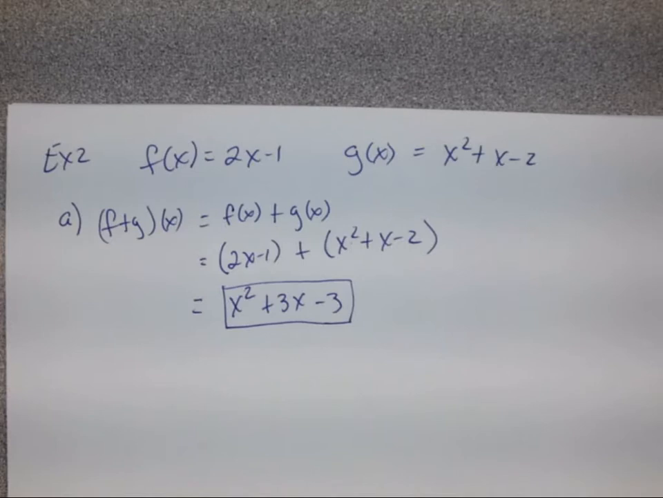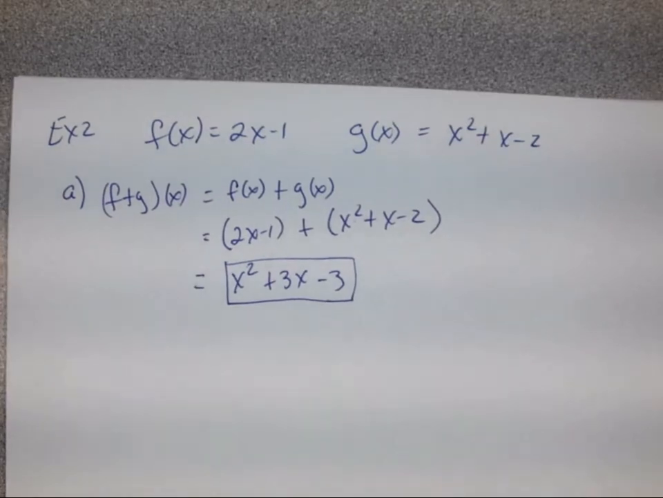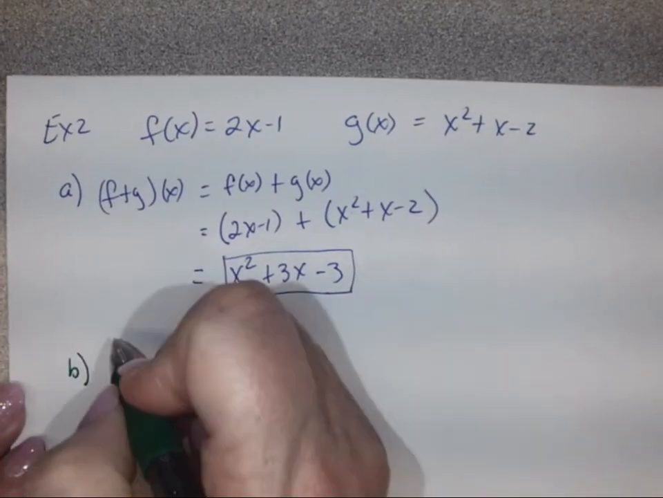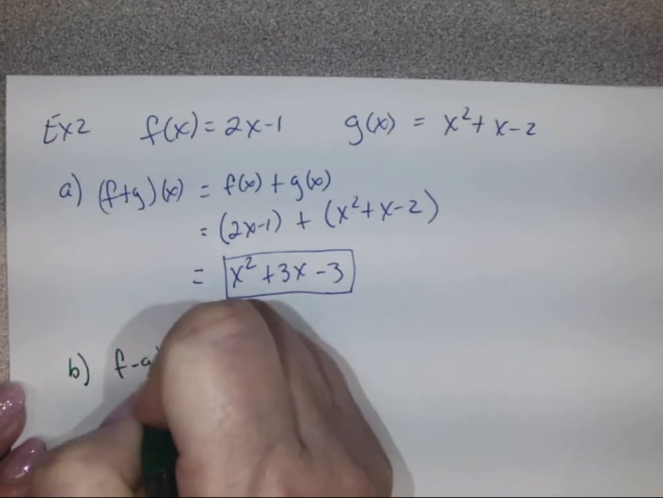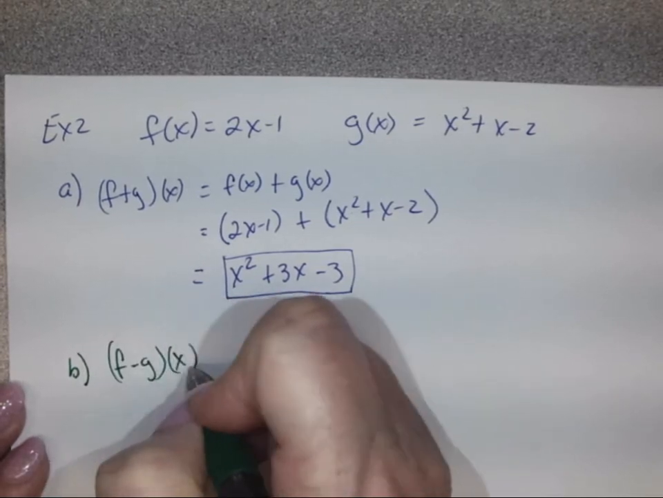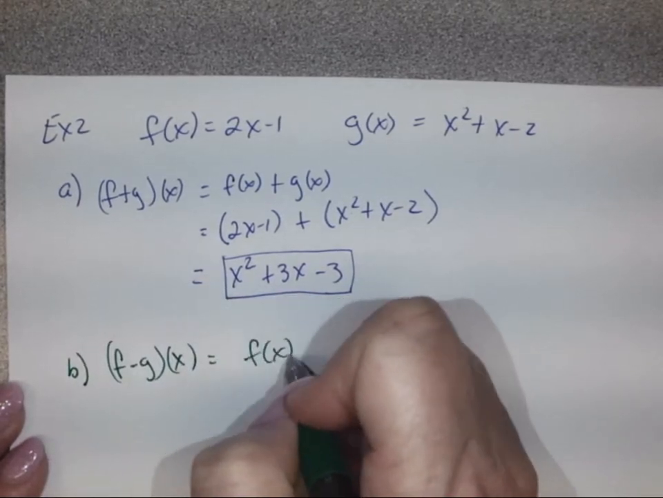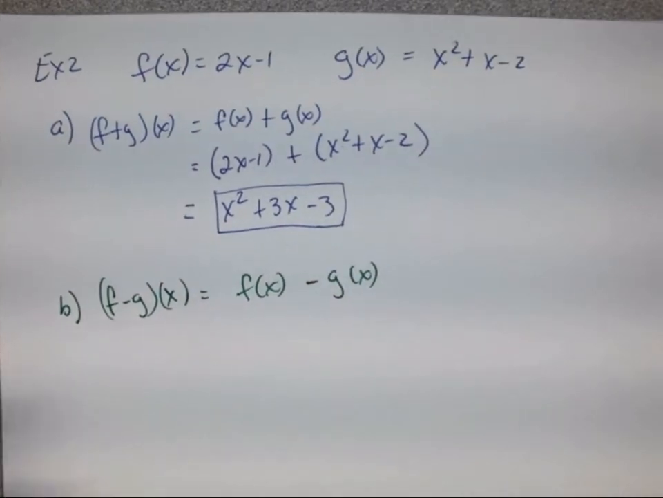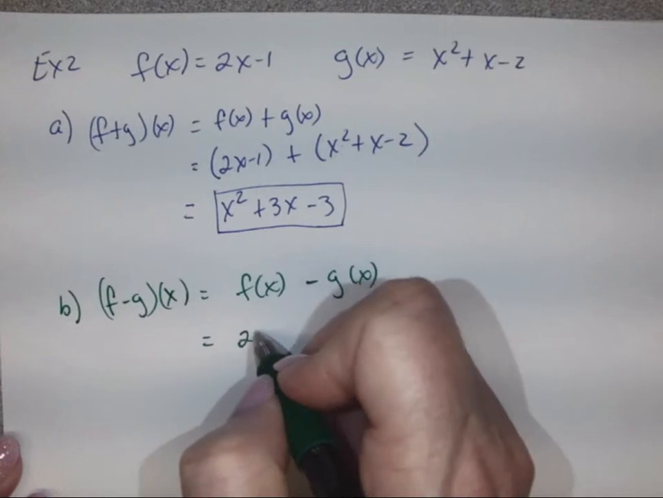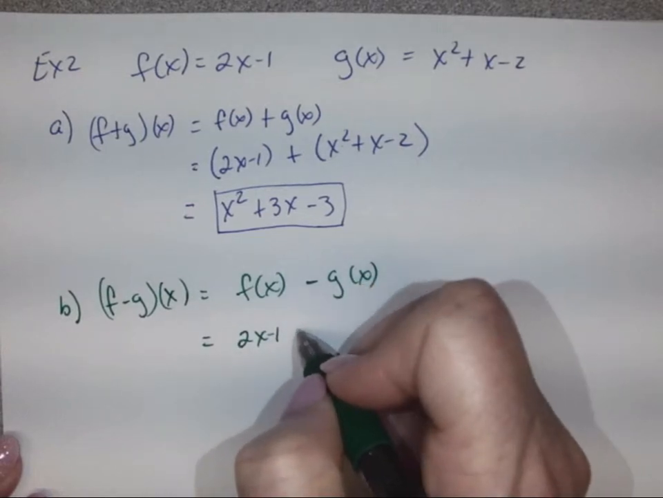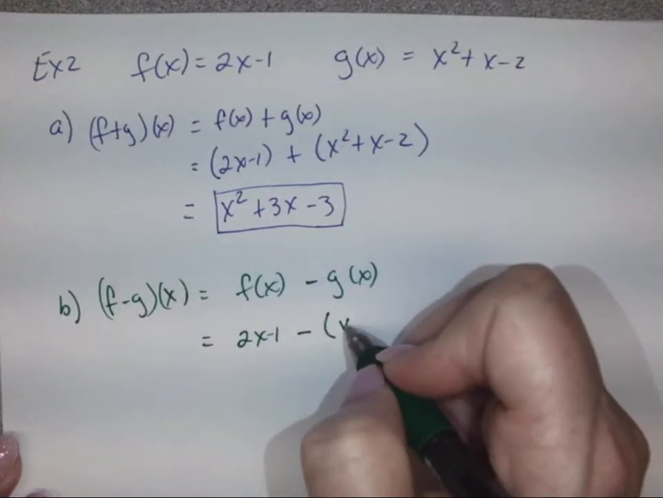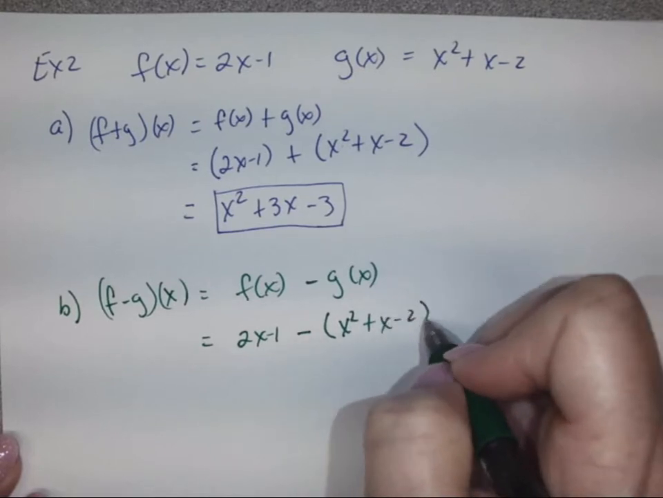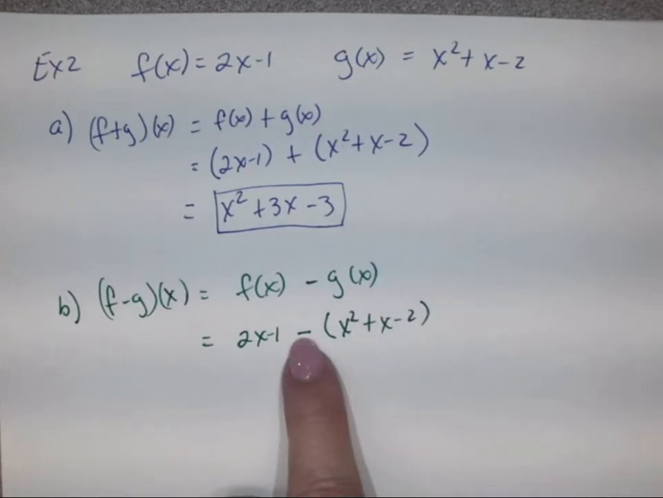All right, let's look at the next part. So we'll look at part B. We are going to take f minus g of x. So that means we're taking f of x and we're going to subtract g of x. So I'm going to do the same process. So I have 2x minus 1 minus, this time I have to put the second part in parentheses because I have to subtract the entire thing.